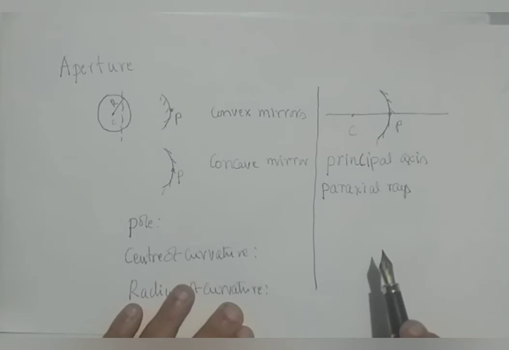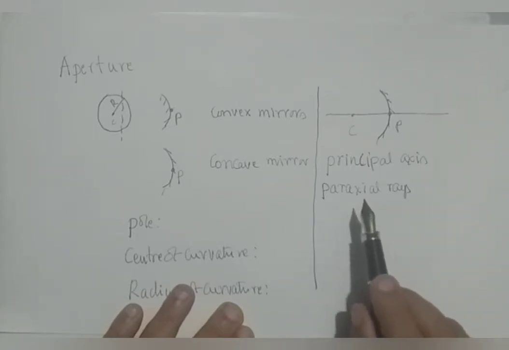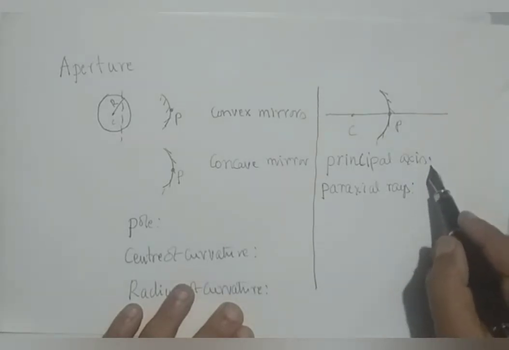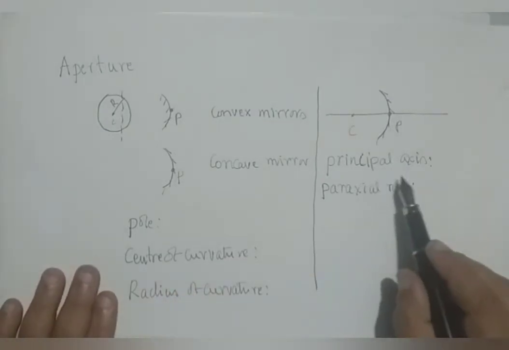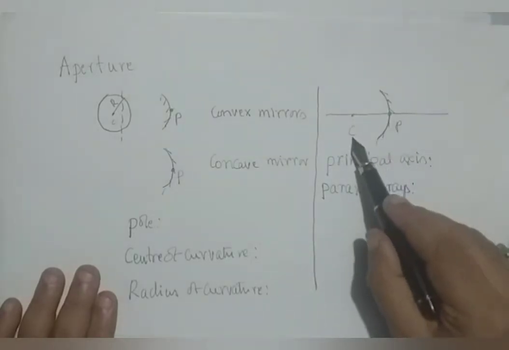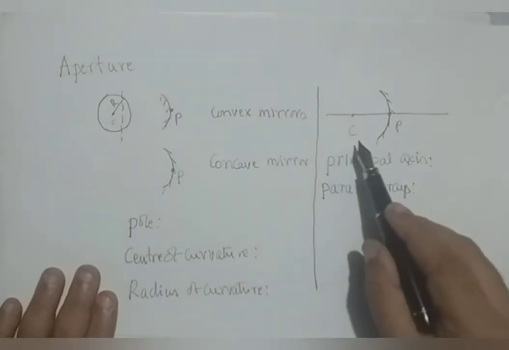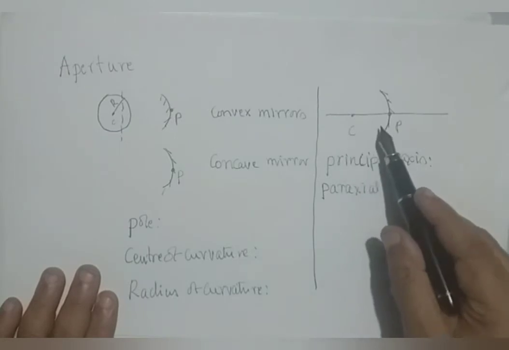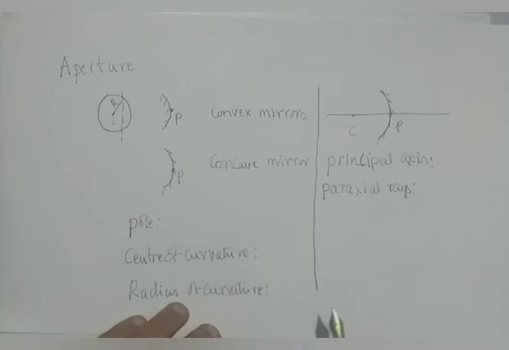Paraxial rays are the light rays which are very close to the principal axis and make a very small angle with the principal axis. So, these are the two definitions. Before proceeding further, we recap these two. Principal axis is the line passing through the center of curvature and the pole. Paraxial rays are the light rays which are very close to the principal axis and making a very small angle with the principal axis.